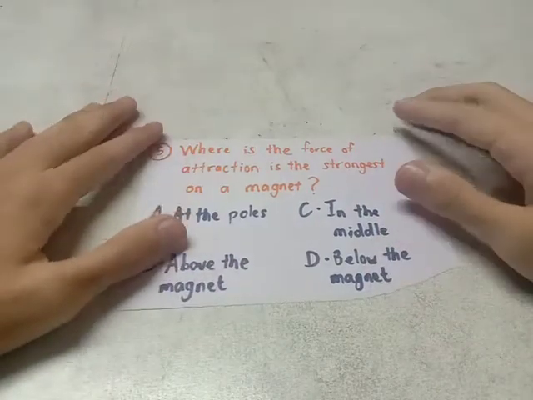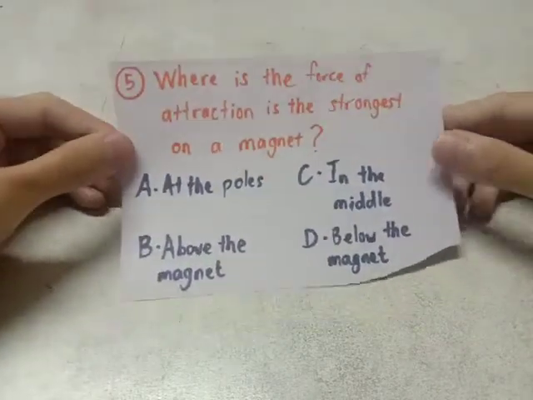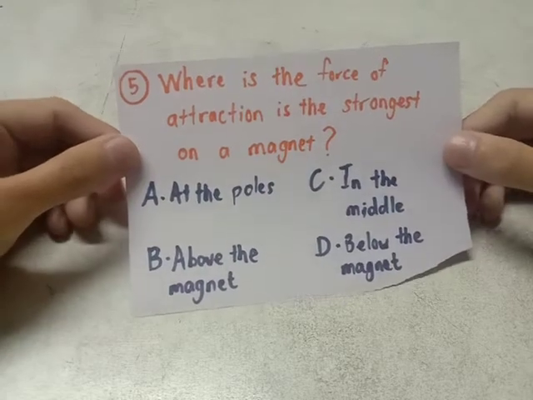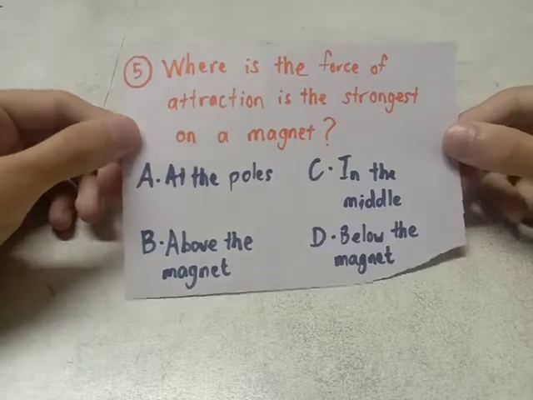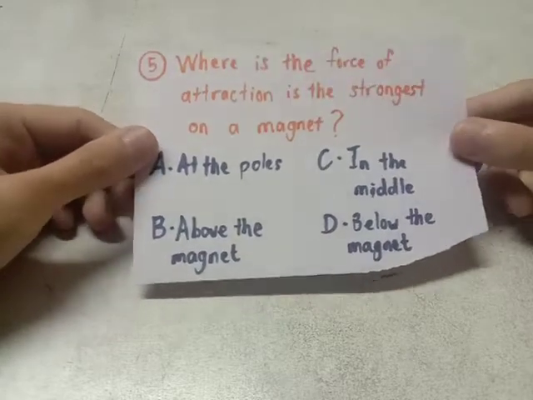Okay, so today we're going to be looking at question number 5 in chapter 4 of magnetism, which is: where is the force of attraction the strongest on a magnet? So we look at the options here: A, B, C, D: at the poles, above the magnet, in the middle, and below the magnet.